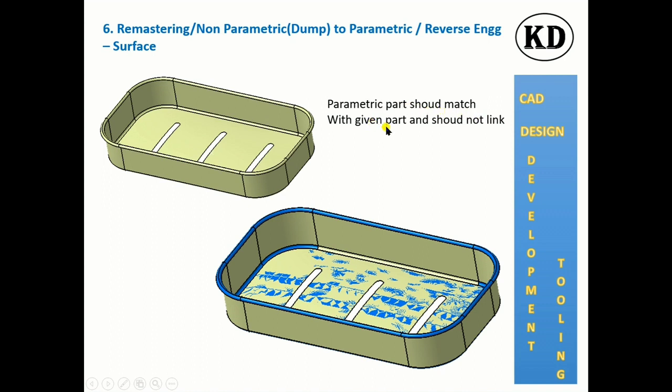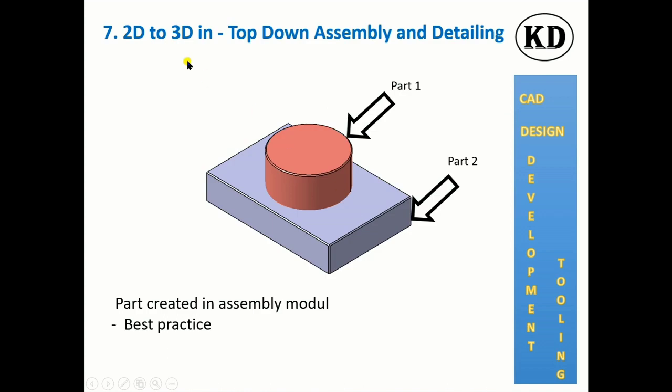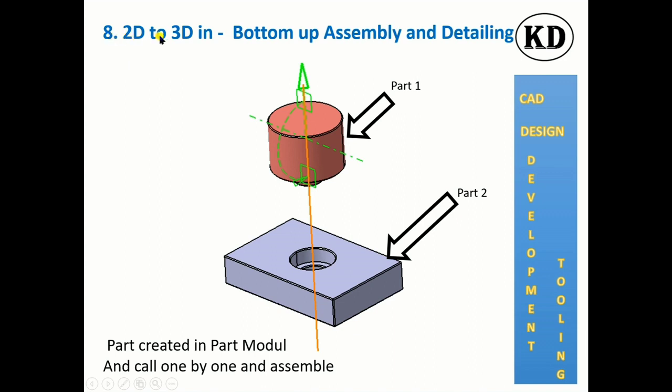and confirm that it will not be linked with our given parts. Okay. Next test will be the 2D to 3D top down assembly. Whenever you make part 1, part 2, or any number of parts, they will be made in the assembly domain itself. Means in the assembly, go to the part, make the part, come again into the assembly, and again, by reference of the first part, make the next part in the assembly domain. All parts will be generated or created in the assembly domain, not in the part design domain.